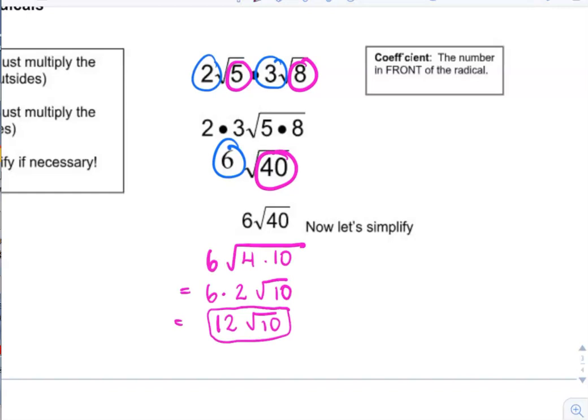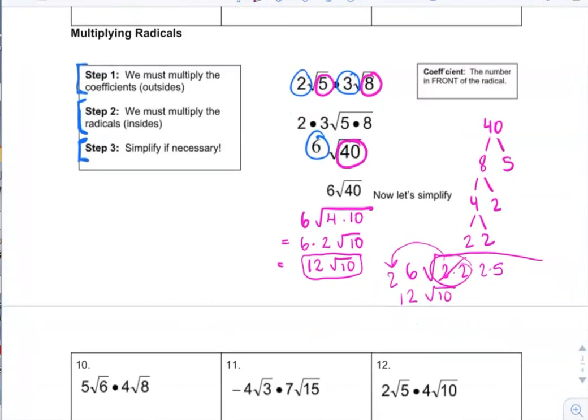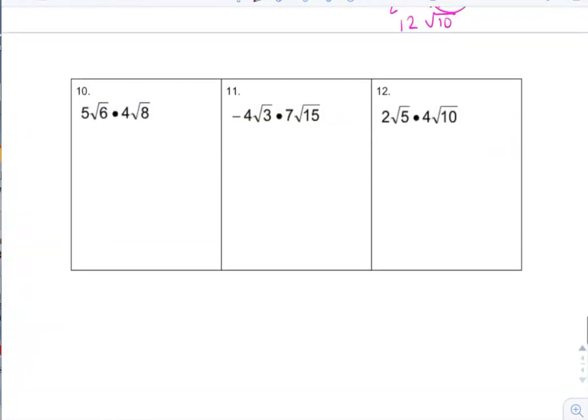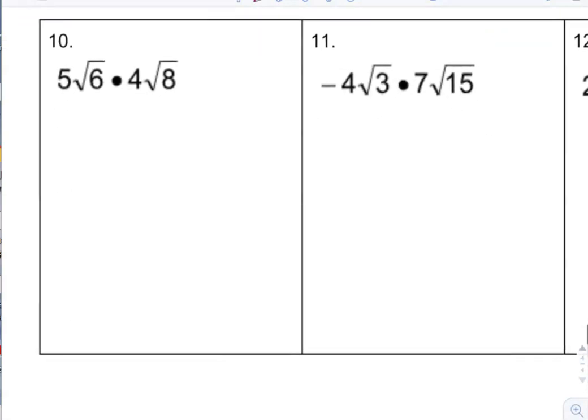I want to remind you too, if you ever want to do that factor tree, know that's another option. So if I wanted to break down 40, 8 times 5, 4 times 2, 2 times 2, you'd still end up getting the same answer. So I can rewrite that as 6 on the outside of my radical, and then 2 times 2 times 2 times 5. Circle my pair, write 1 on the outside, and I still get 12 rad 10. All right, you try 10 and 11. Pause the video, and then we'll wrap it up.